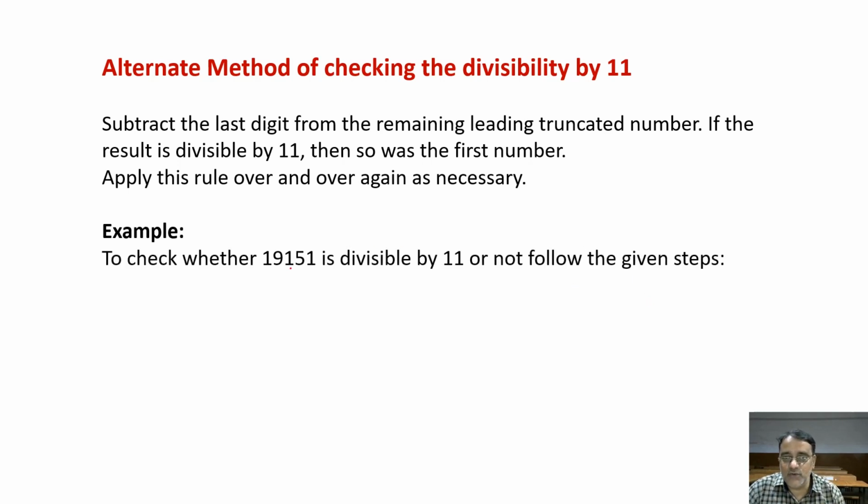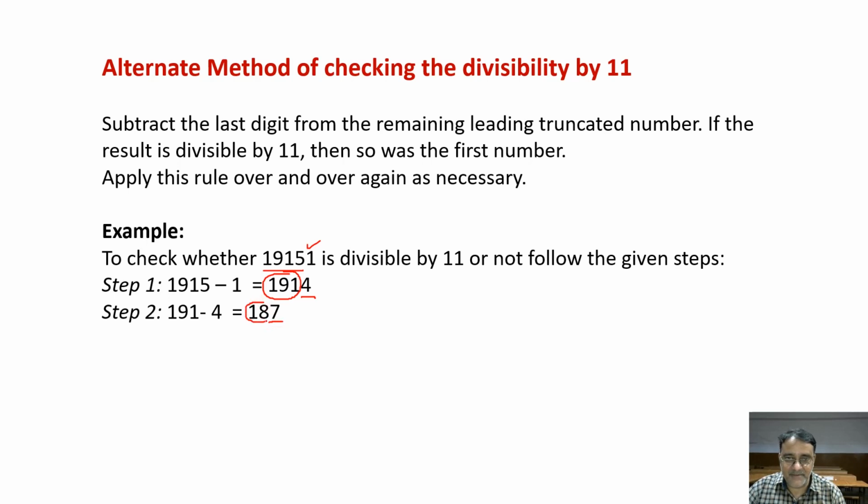See 19,151. So the last digit is 1. इसको हटा दो, बचा क्या? ट्रंकेटेड नंबर इज 1950. इसमें से 1 माइनस करना है. So we'll get 1914. Now here the last number is 4 and the truncated number is 191. 191 में से 4 माइनस करेंगे. So we'll get 187. And the last number is 7.